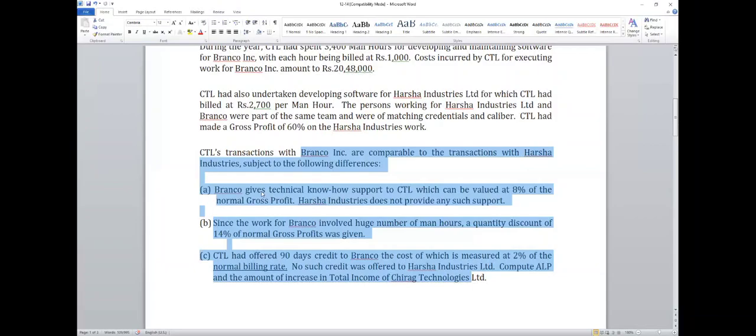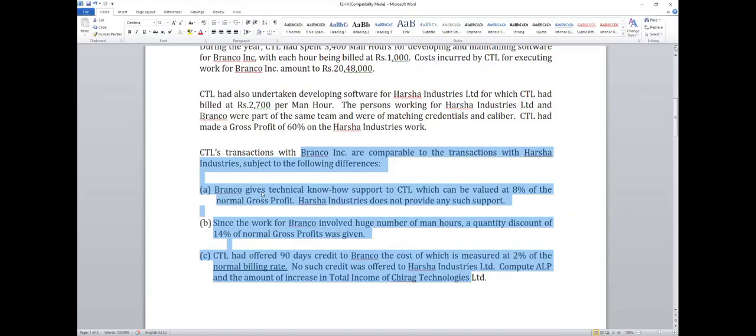Normal GP, you will remember that. But here, it is 2% of normal billing rate. For me, 90 days credit, do you know how much that 2% cost comes to? Billing 2%. Billing 2% loss, students. It is not on GP. Billing 2%. So if billing is 100 rupees, then 2% is my cost of credit. So since I am getting immediate payment, benefit from the unrelated party, that should be added. If it is benefit from AE, I will reduce.